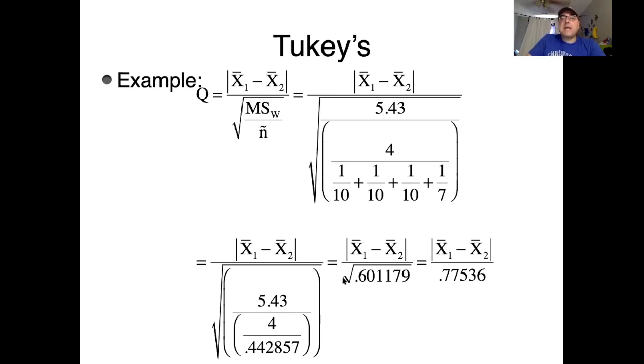By the time you take the square root of that ratio and get 0.77536, you can keep it, because everything in the denominator there is going to be the same for every comparison in your post hoc procedure. Okay? Nothing here in the denominator depends on which two means you're comparing. So once you get that 0.77536, you can just put it under the difference between any two of your means to get a Q statistic.